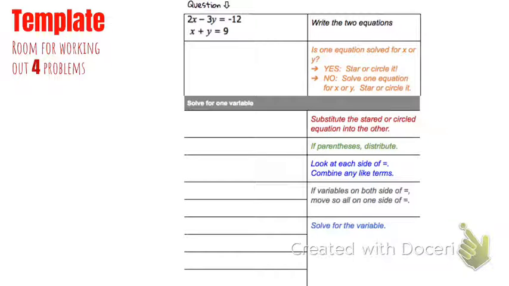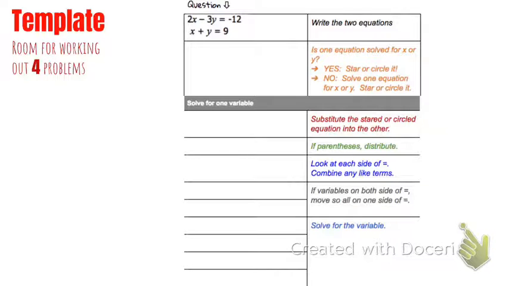To walk through how you can solve this system of equations using the template that I am supplying for you guys. The template has room for working out 4 questions, so just look at each column. So if we look at this example here, you write those 2 equations that you're solving the system, finding the solution of, in that first box.